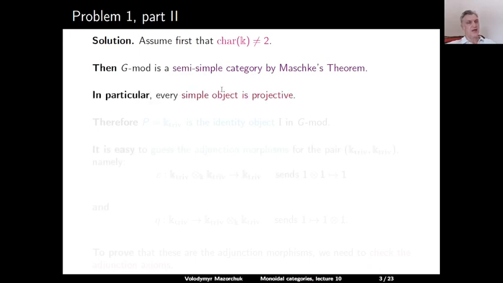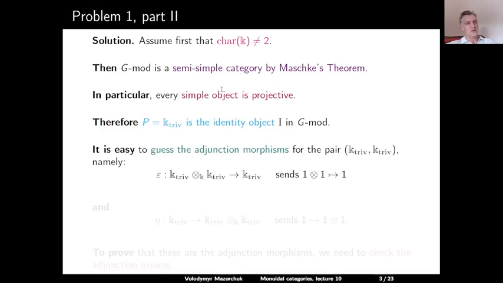In particular, every simple object is projective, and this means that our projective cover P of the trivial G module K triv is actually isomorphic to K triv. And of course, the trivial G module is the identity object of our monoidal category G mod. And for the identity object, it is very easy to guess the adjunction morphisms for the pair consisting of the identity object and the identity object. So the identity object is adjoint to itself.